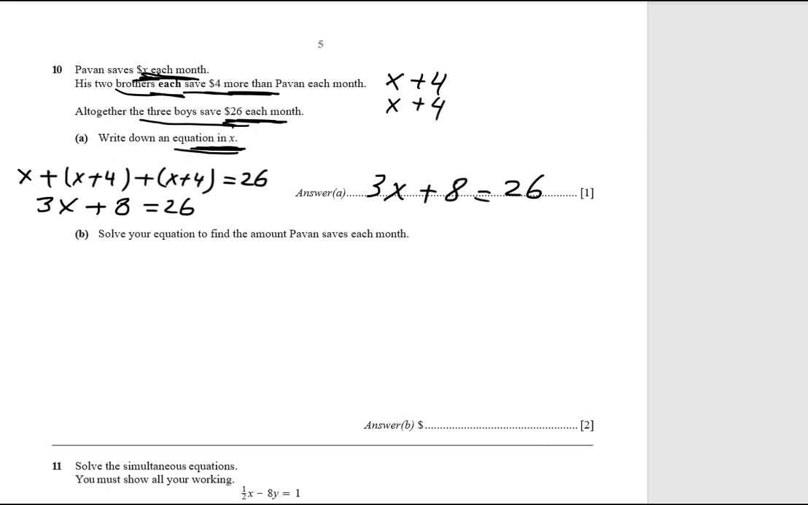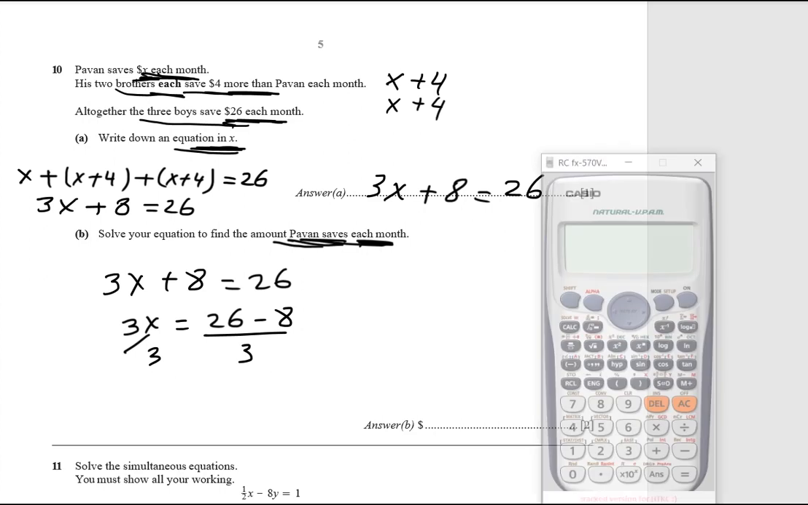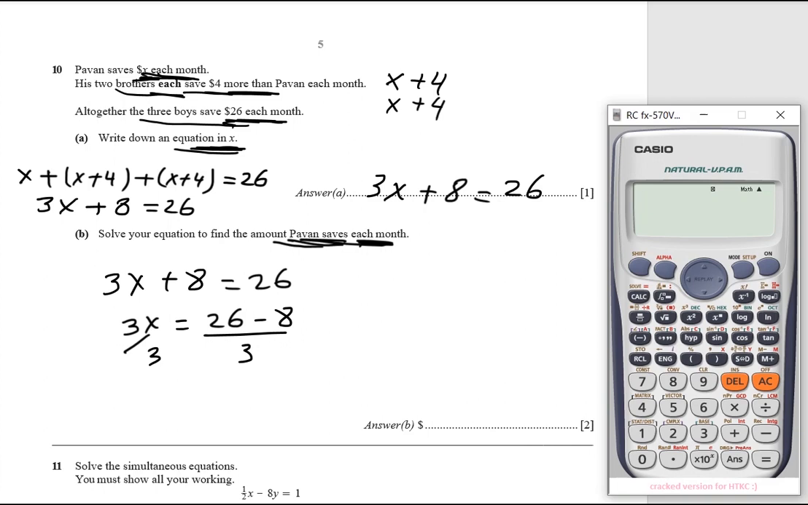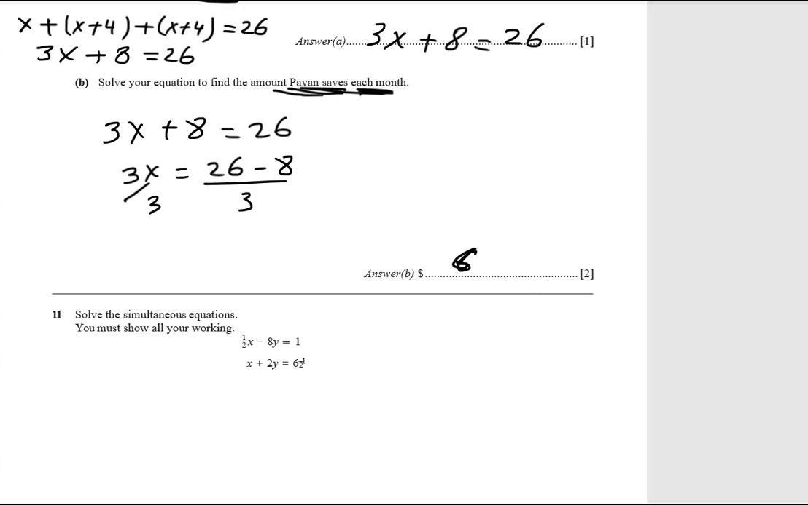Now solve your equation to find the amount Bavin saves each month. What is the value of x? So 3x plus 8 is equal to 26. So 3x is equal to 26 minus 8, divided by 3. We will find the money saved by Bavin each month. So 26 minus 8 is equal to 18, divided by 3 equals 6. So Bavin saves 6 each month.